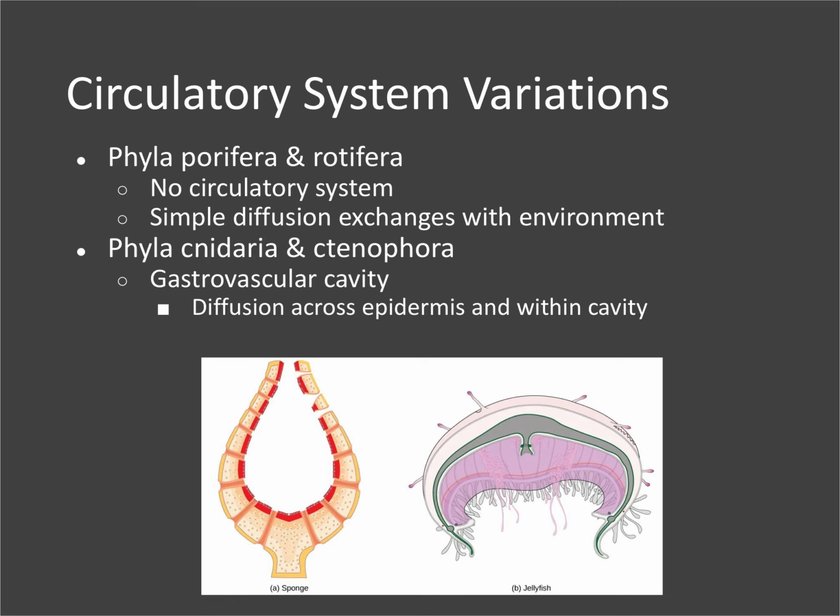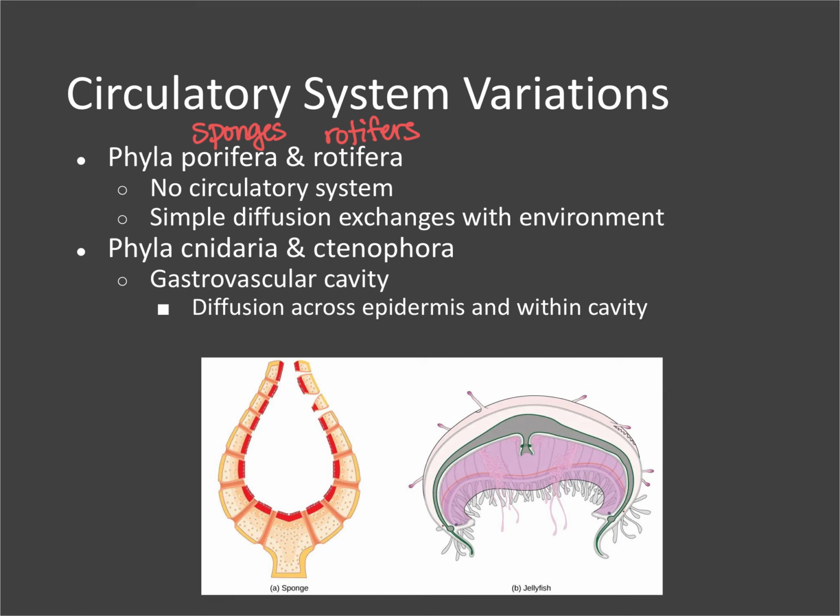So let's take a look at some different variations in the circulatory system. And we're going to start by talking about some organisms that don't have an open or closed circulatory system because they don't have a circulatory system at all. So the phyla Porifera and Rotifera. Remember, Porifera were our sponges and Rotifera were rotifers. And these are organisms that do not have a circulatory system. They just have simple diffusion, which exchanges nutrients and respiratory gases with the environment.